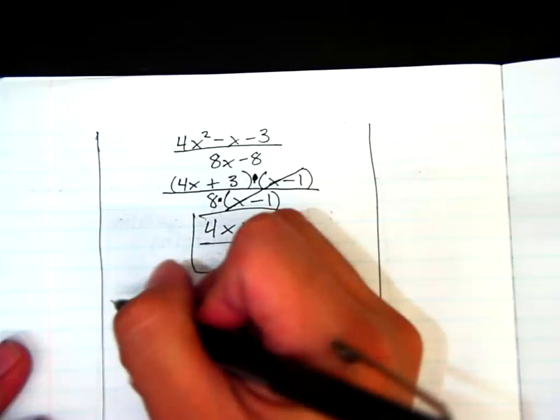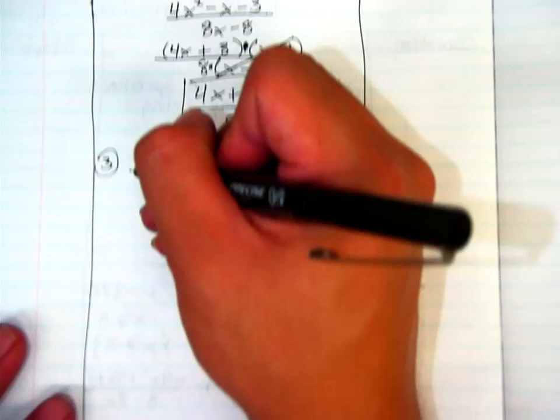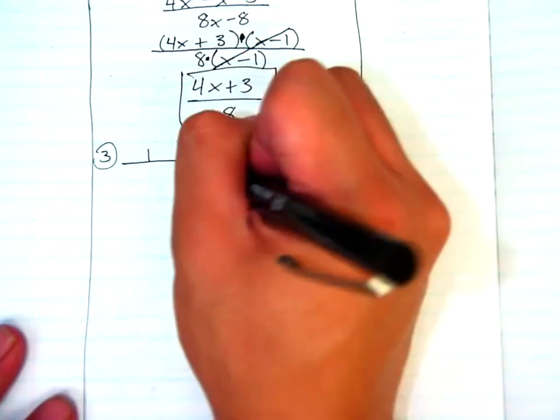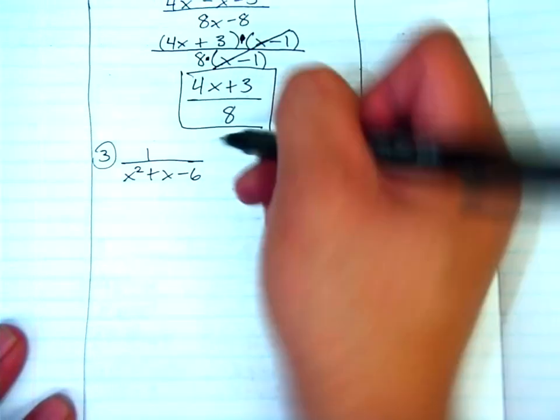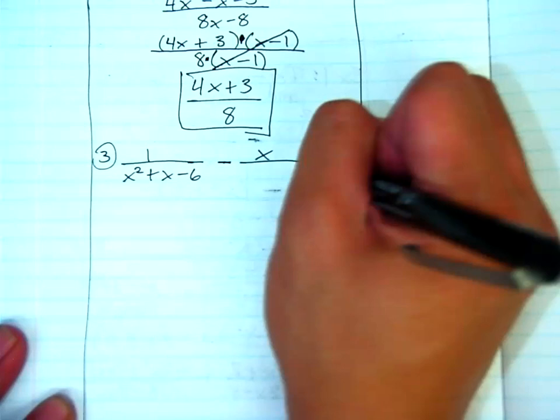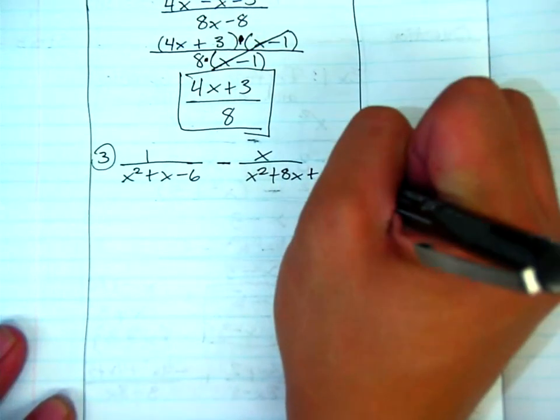Our third and final example for today involves trinomials. So there's going to be a little more factoring involved here. Our first one is 1 over x squared plus x minus 6, minus x over x squared plus 8x plus 15.